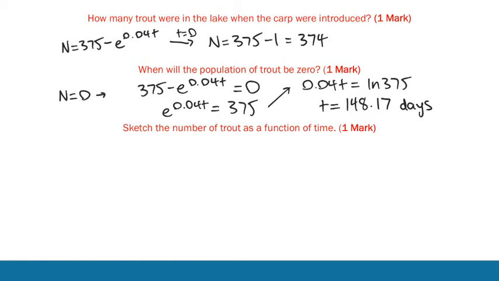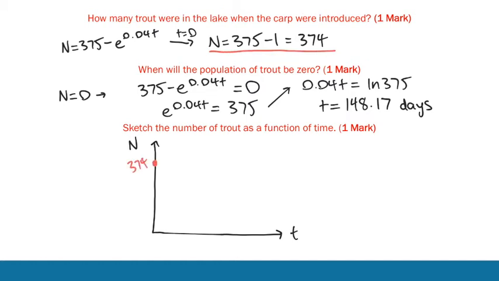Sketch the number of trout as a function of time. So, just put our set of axes here. You would expect, and you should, put time on the horizontal axis and n on the vertical. And we know 2 bits of information already. We know that n equals 374 when t equals 0, so that gives us a vertical intercept. We also know that it takes just over 148 days for the trout population to reach 0, so that gives us a horizontal intercept.